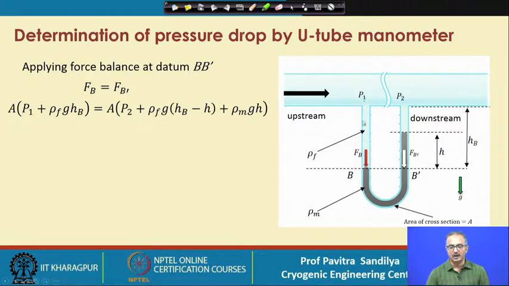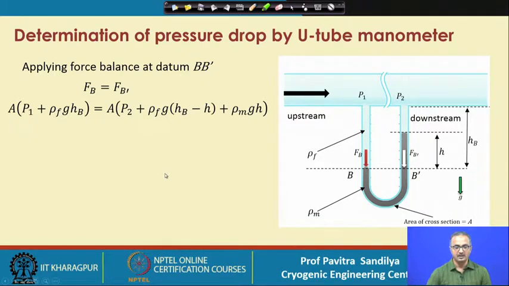So this is the total height HB, and rho F G HB into A is the force due to this particular process fluid. And on the right hand side we have plus P2 into A due to the flowing liquid. Then we have this small height, that is HB minus H into rho F into G, plus this H into rho M into G into A. So this is how we are getting the various forces which are acting on this plane B prime.